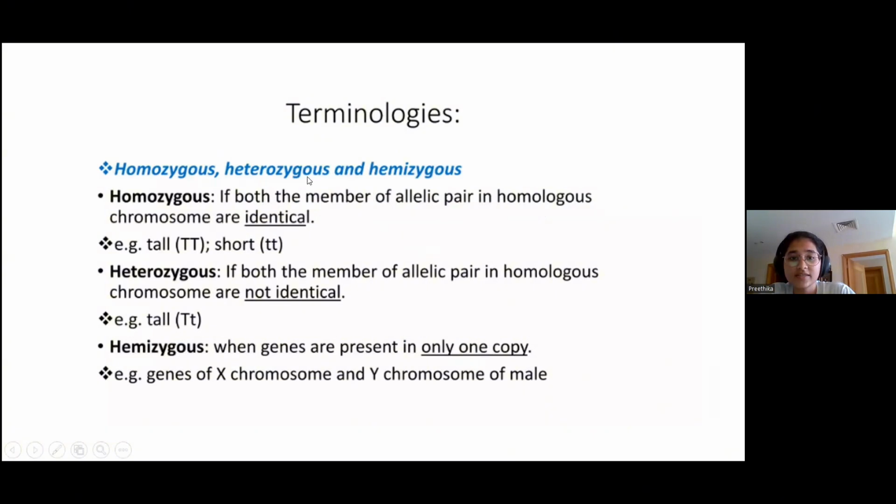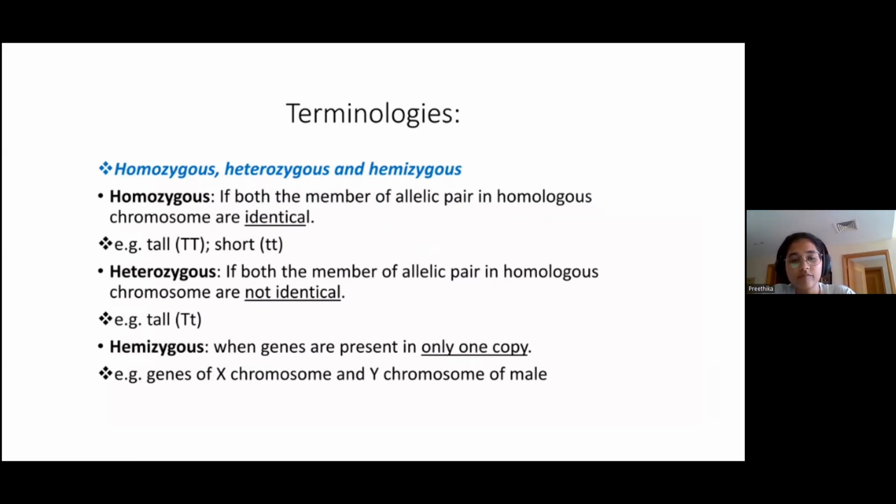Then we have homozygous, heterozygous, and hemizygous. Homozygous is when the allelic pair are identical, as you can see here, like purely dominant and purely recessive. Heterozygous is when the allelic pair are not identical, so you have one dominant and one recessive. Hemizygous is when genes are present in only one copy.